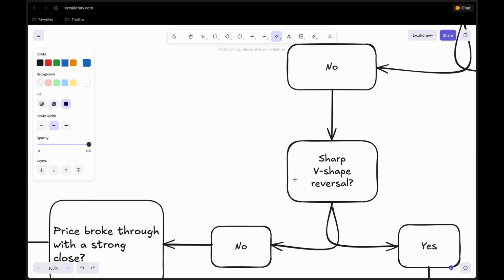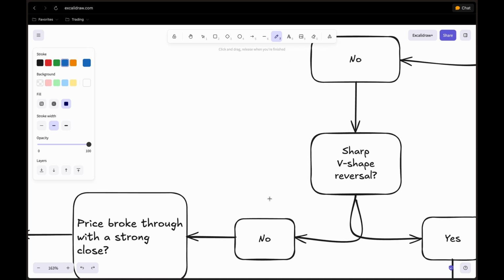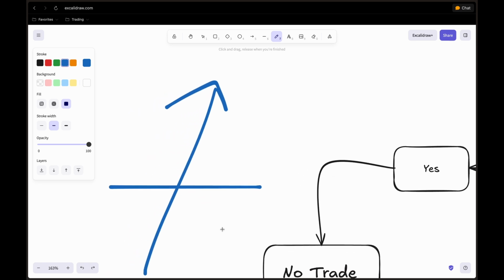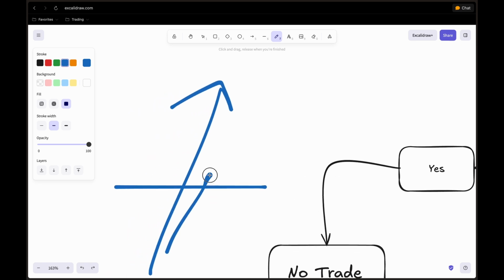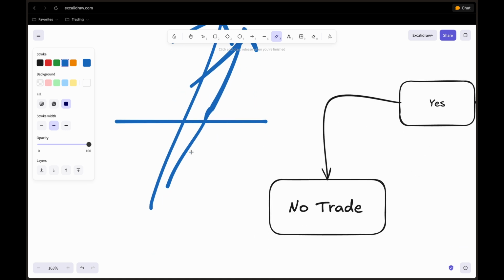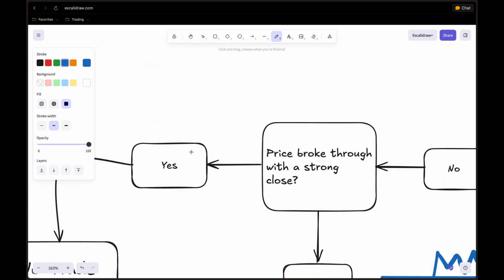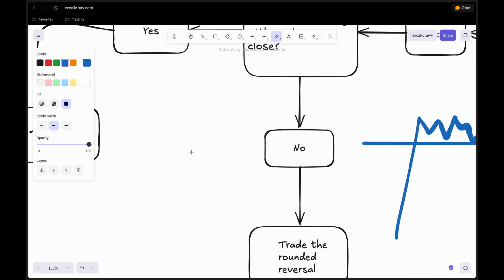Okay. So what happens in case there is not a sharp reversal? Did price break through with a strong close? What happens is price comes here and it just keeps going. In that case, we don't get a trade and we are okay with that. You don't have to catch every move. But what happens when there is not a strong close? When there is not a strong close, you trade the rounded reversal.